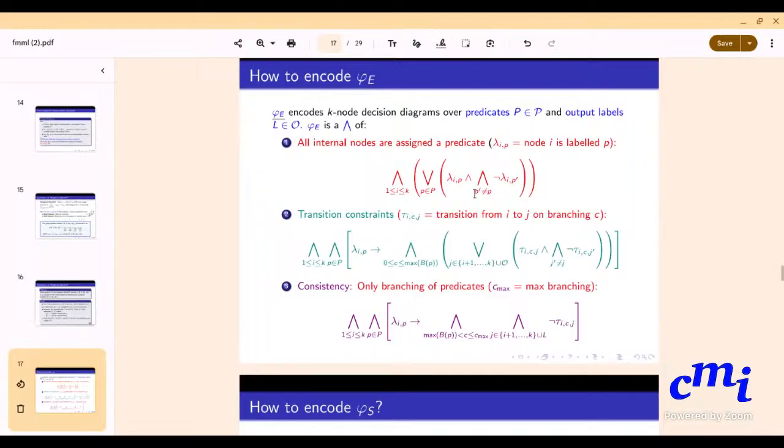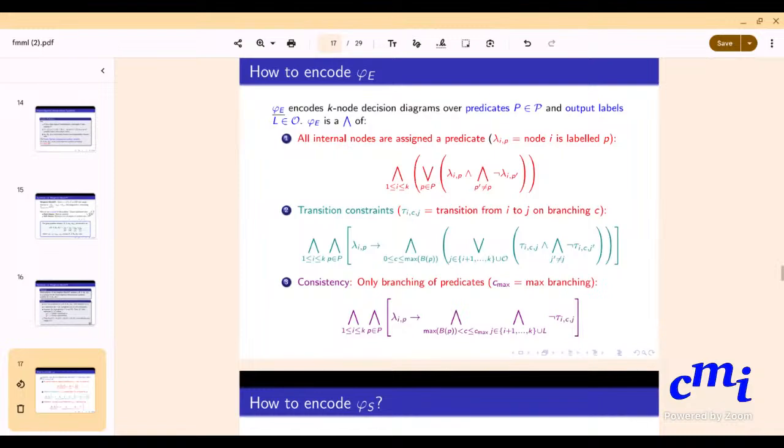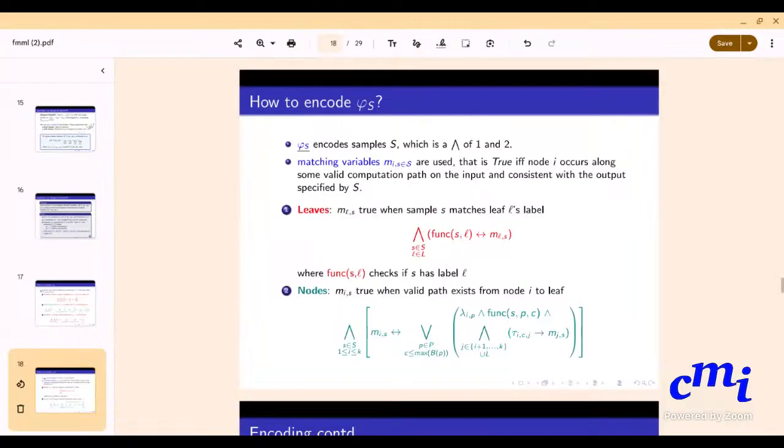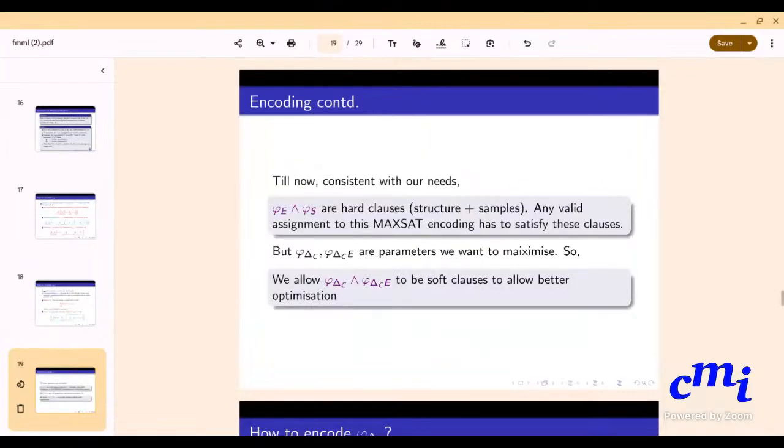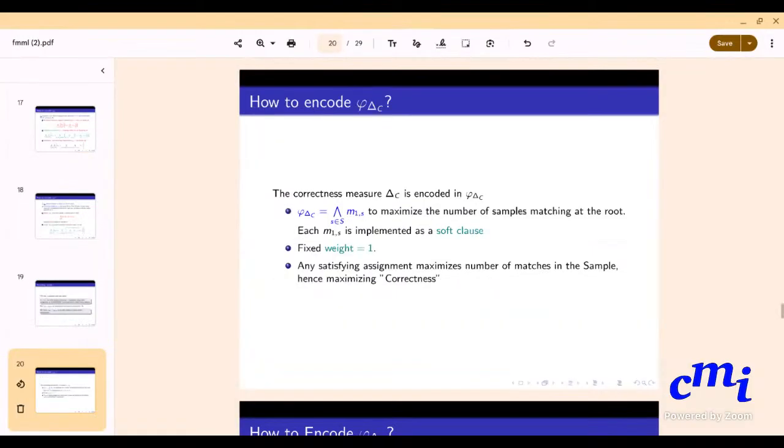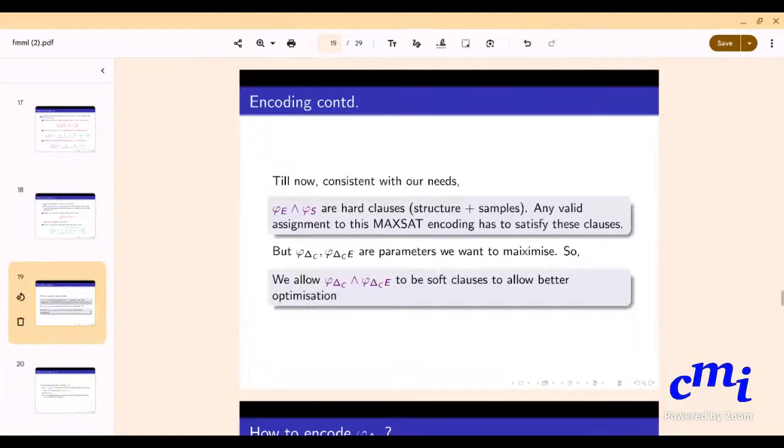Can we do one thing? I want to go through quickly all the slides you have, the rest of the slides, and then I will give you an overall comment. How to encode phi S is one. Then I briefly mention which is the hard clause and which is the soft one. Then I show how to encode phi delta C, but that is not necessary, because if you introduce the slide at the top level, you've already done that.